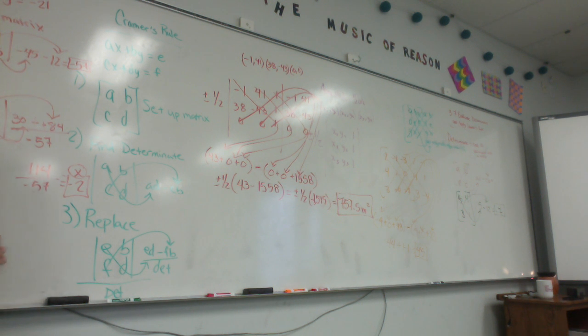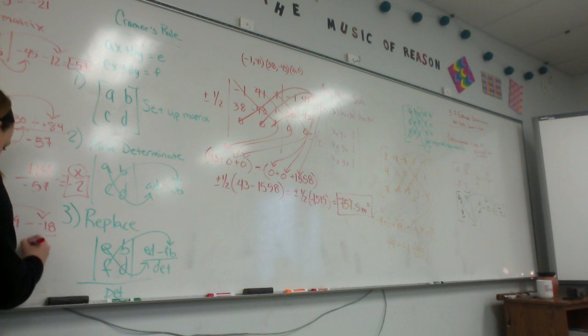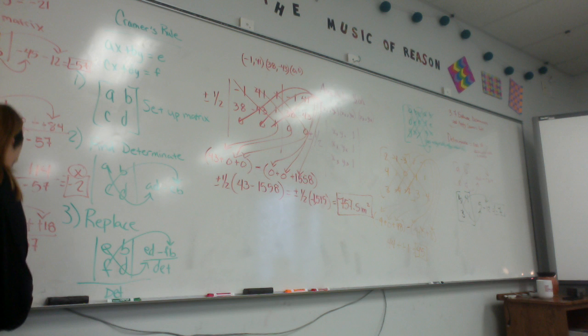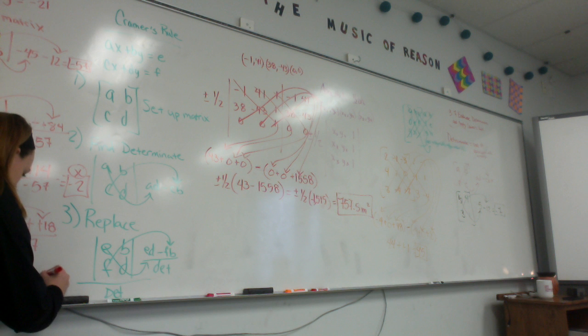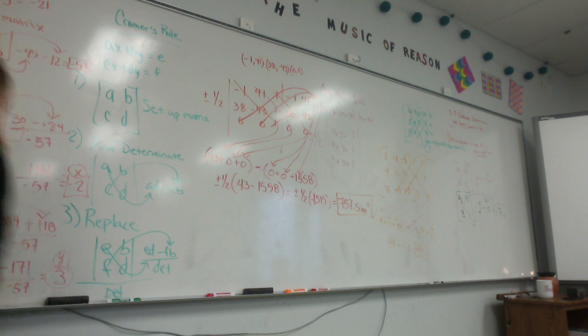What's 9 times negative 21? Negative 189. And what is 3 times negative 6? Negative 18. And it's all over negative 57. What is negative 189 minus negative 18? So plus 18. Negative 171. And what is negative 171 divided by negative 57? 3. So your y equals 3. So your solution is negative 2, 3.